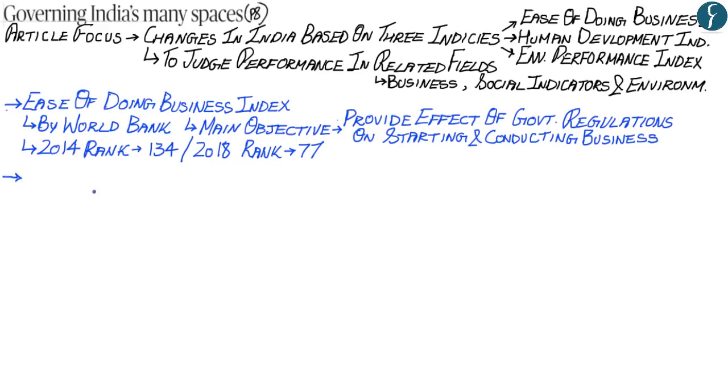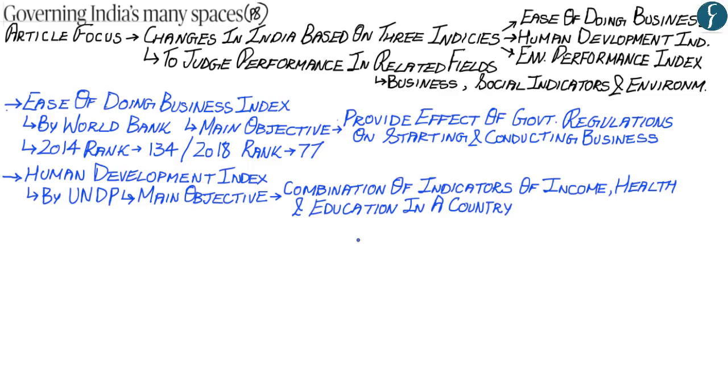After this, the second index that the author looks at is the Human Development Index, provided by the United Nations Development Programme, which combines indicators of income, health, and education within a country. The author has shown that India's ranking in the Human Development Index was 130 in 2014, and India is still ranked 130 in 2018. According to the author, this shows that India's HDI ranking has not improved despite India becoming the world's fastest growing economy, and this ranking of 130 puts India at the bottom one-third of the world countries.